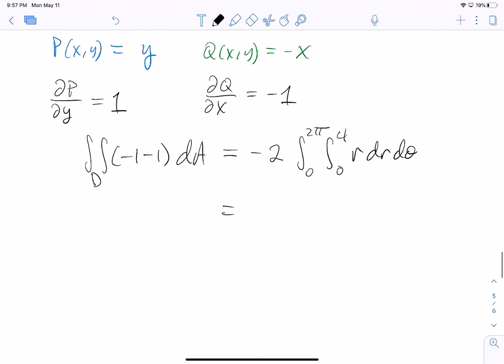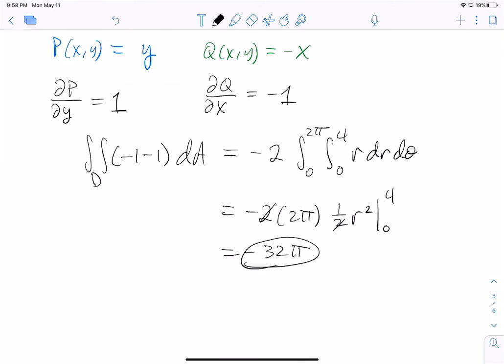Evaluating this will give us negative 2 times 2 pi times 1/2 r squared evaluated from 0 to 4. The 2's divide out. We end up with negative 32 pi as expected. At this point, folks, we could have said here, hey, this is a circle of radius 4, and so the area is going to be 16 pi. We get the same answer.